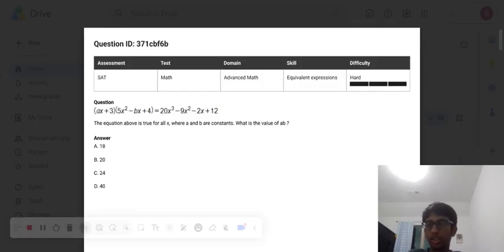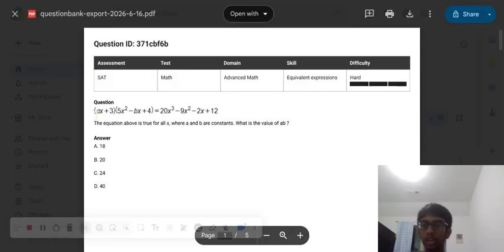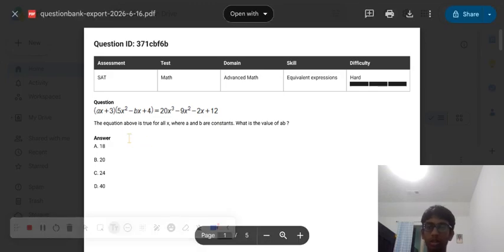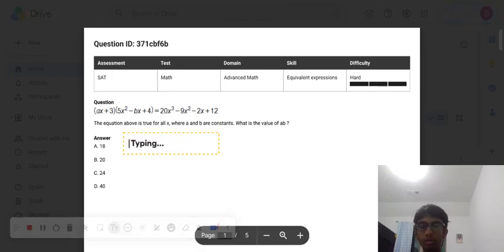So the first problem is saying the equation above is true for all x, where a and b are constants. What is the value of a times b? Our equation is (ax + 3)(5x squared minus bx + 4) should be equal to 20x to the third minus 9x squared minus 2x plus 12. So how are we going to be solving this problem? What we're going to be doing is expanding the left-hand side out.